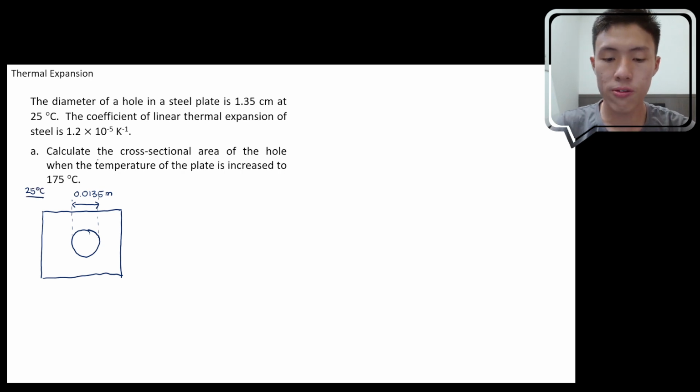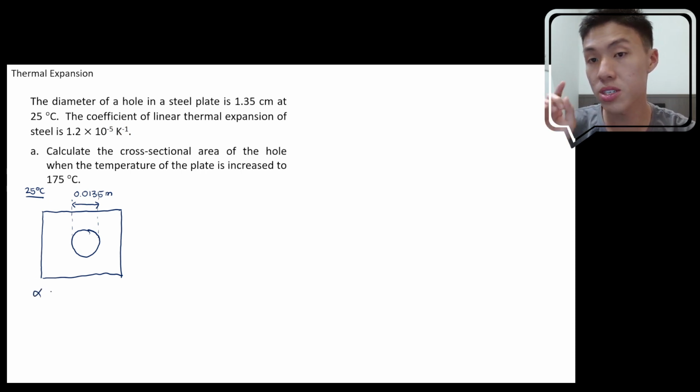The coefficient of linear thermal expansion of steel is 1.2 times 10 to the power negative 5 per Kelvin. Linear thermal expansion means this is alpha, not beta, not gamma, because it's linear. So the linear thermal expansion coefficient for steel is 1.2 times 10 to the power negative 5 per Kelvin.